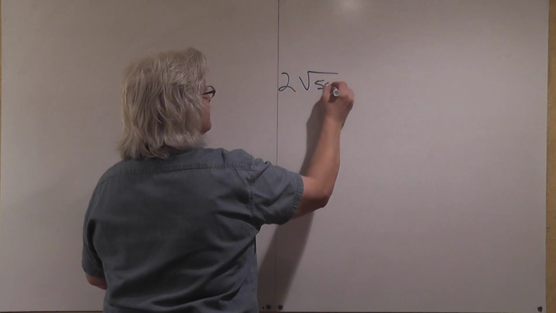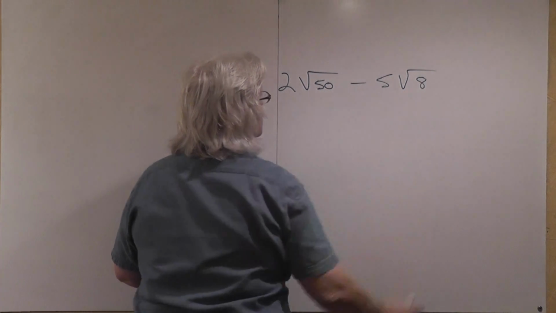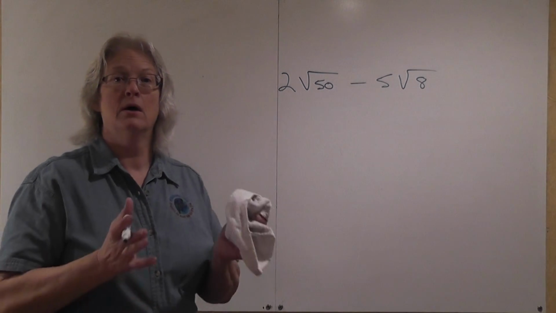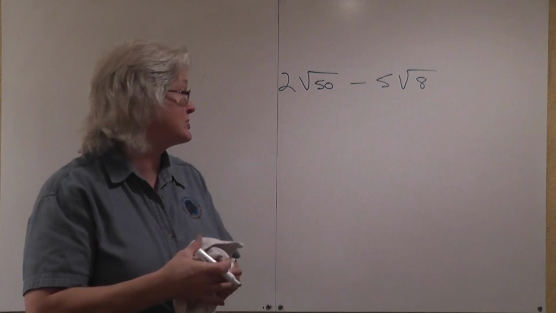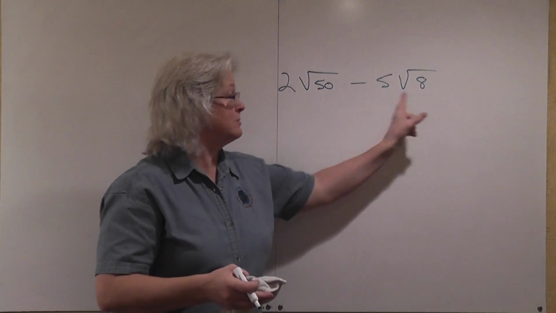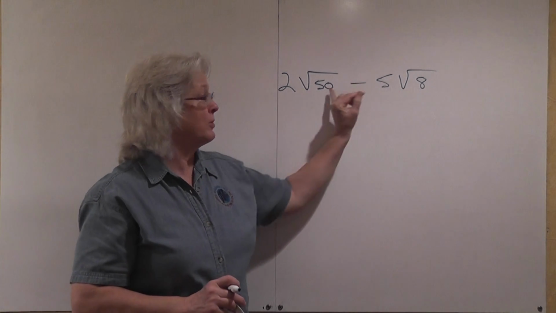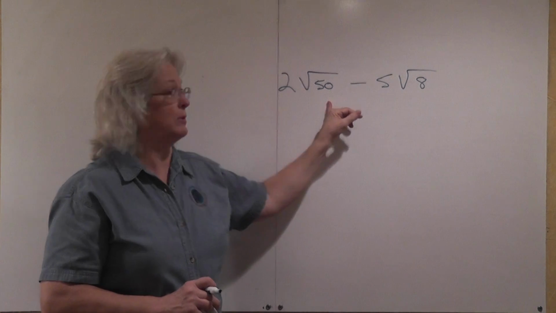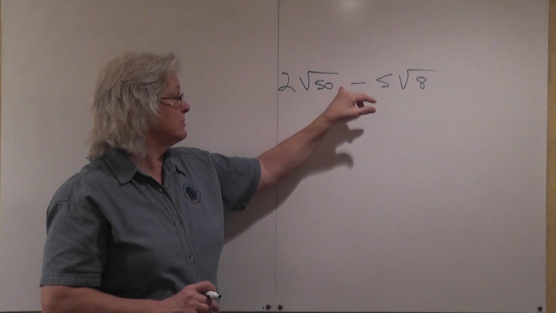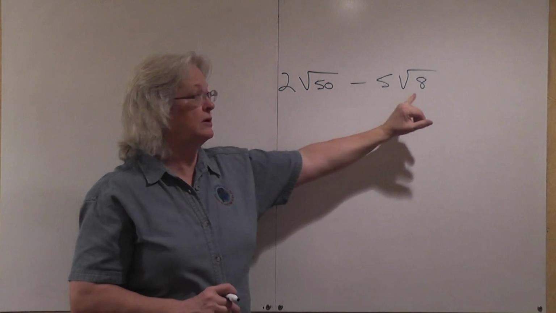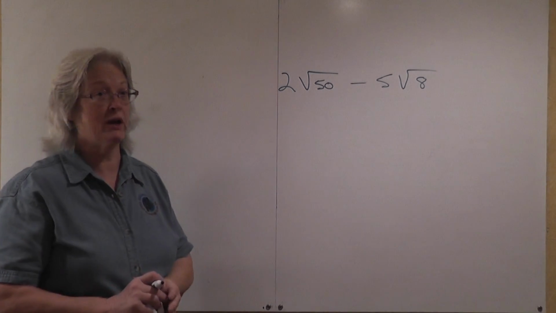Two times the square root of 50 minus 5 times the square root of 8. Just like you always have to simplify or reduce fractions to lowest terms, you always have to simplify radicals, and radicals are simplified when there are no perfect powers underneath the radical symbol. Here we've got perfect roots? There are no perfect square roots in 50, no perfect square roots in 8. Is that true? No, it's not true. That's why you have to factor.